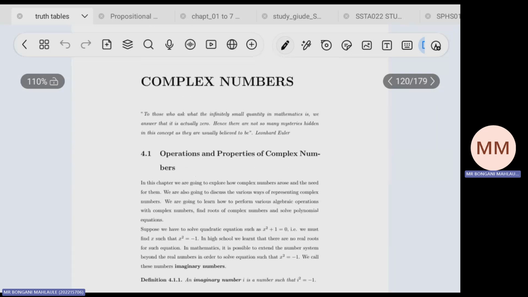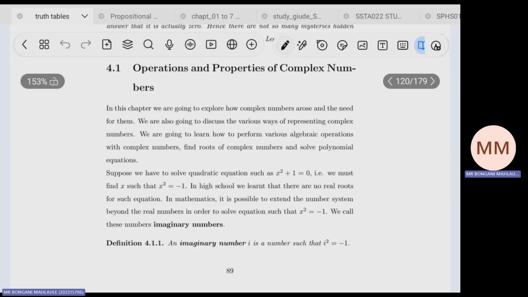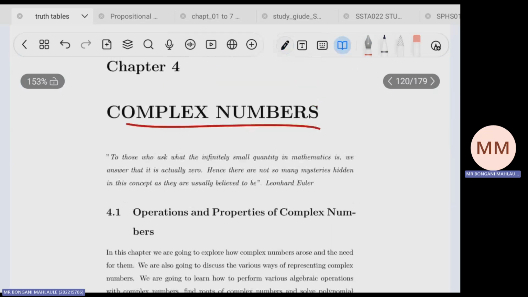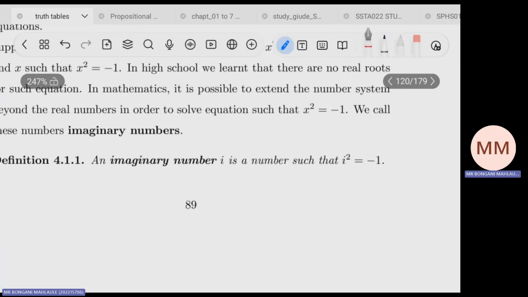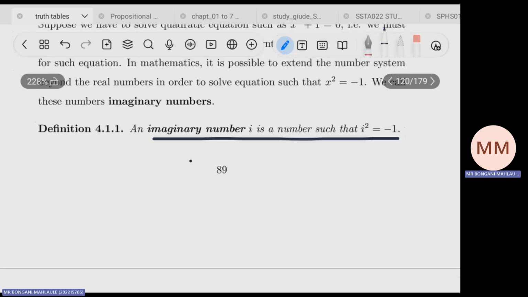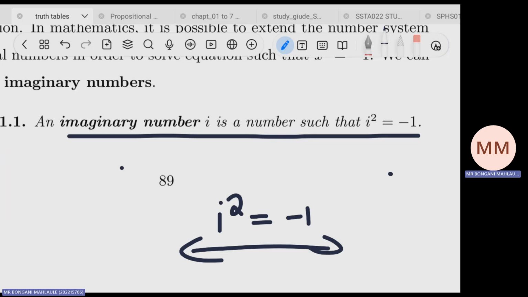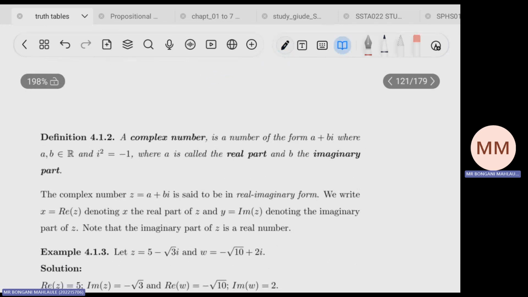So here we would be doing complex numbers. I will be explaining the concept of complex numbers. The first definition is an imaginary number. An imaginary number is given by this: i squared is equal to -1.